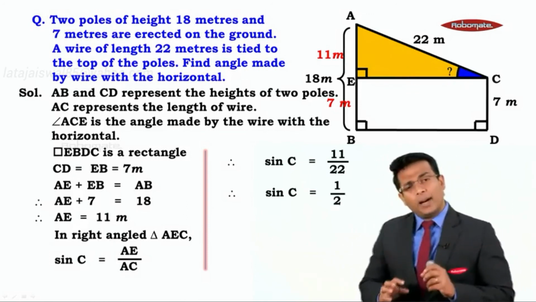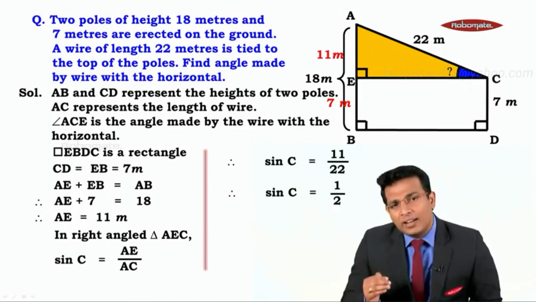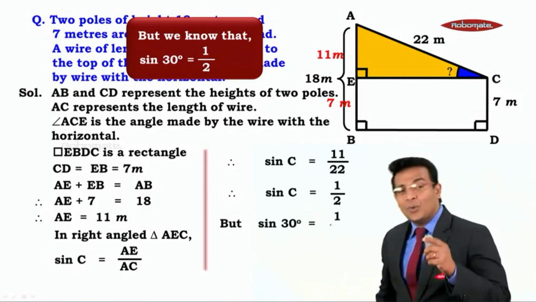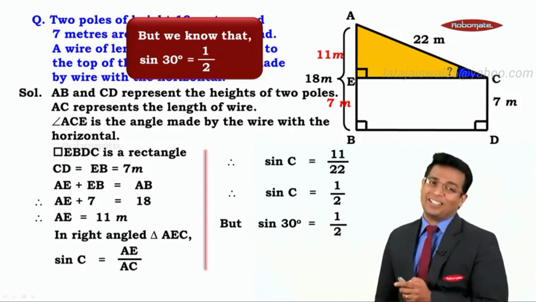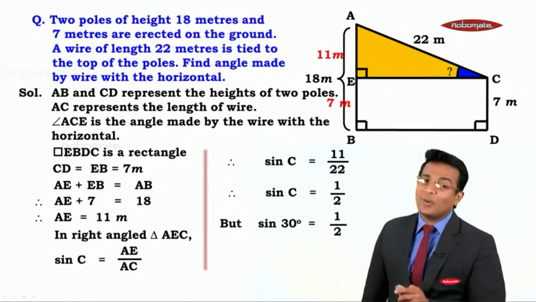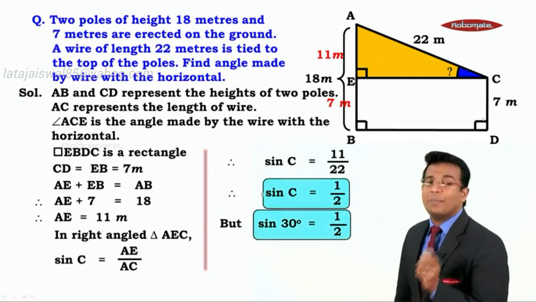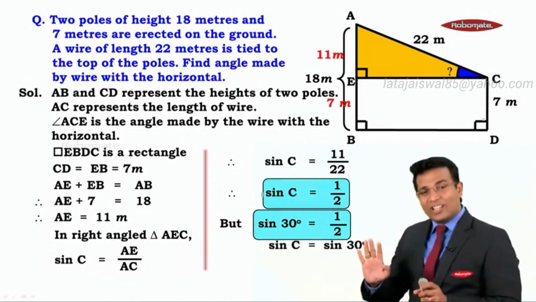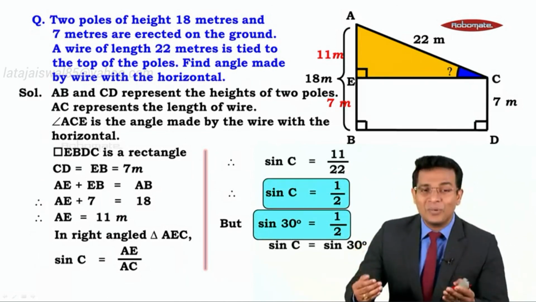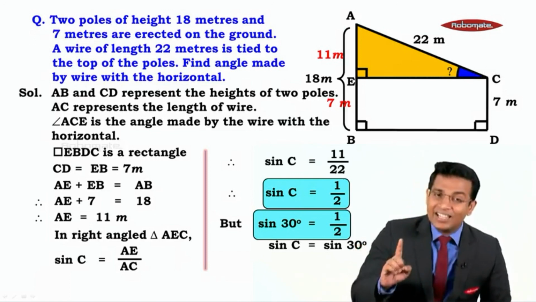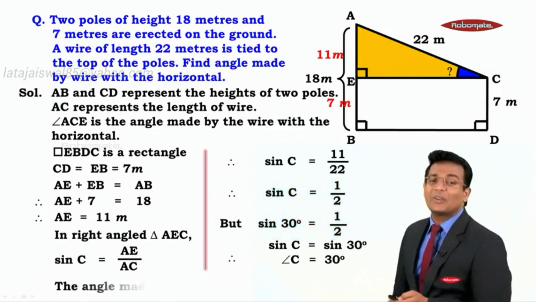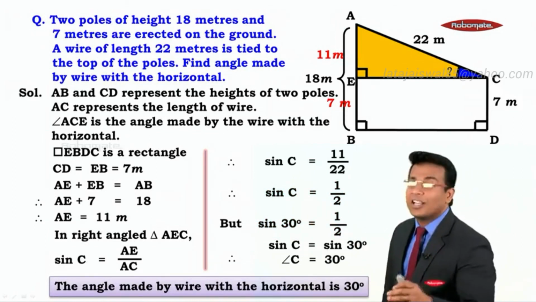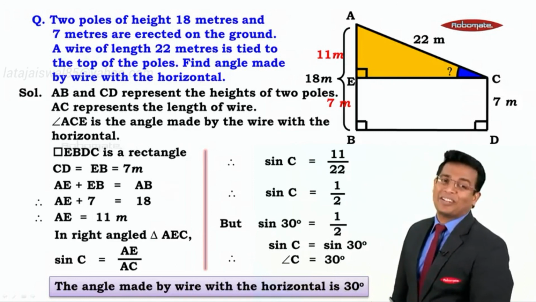The next thing is, when you look at the trigonometric table, sine of which angle is half? We know that sine of 30 is half. So we can write sine of 30 is half. Now when you look at those two statements, the right hand sides are equal, so the left hand sides would be equal. That means from these two statements, sine C is equal to sine 30. From this we come to a conclusion that angle C is equal to 30 degrees. Therefore the angle made by the wire with the horizontal is 30 degrees, and that's the sum. It's a very important sum. Easy, right?